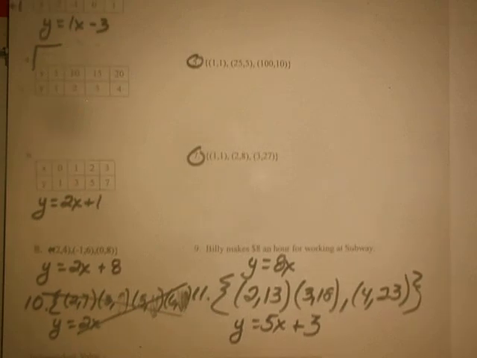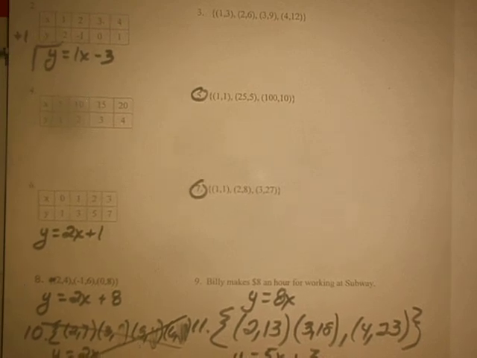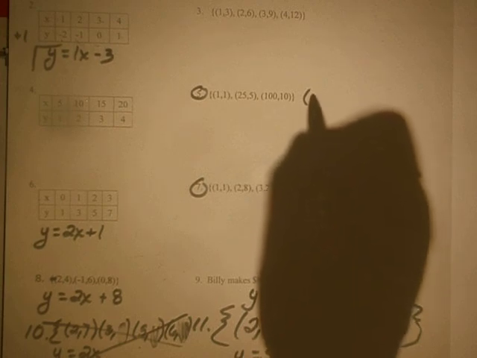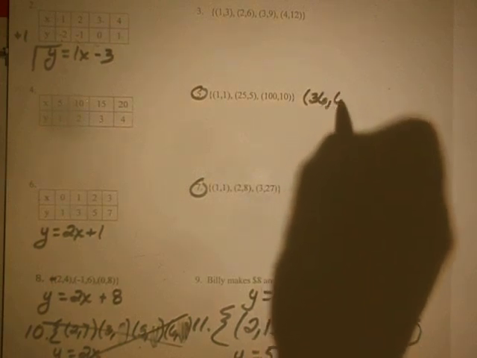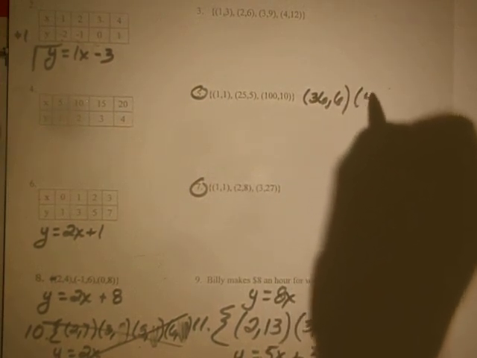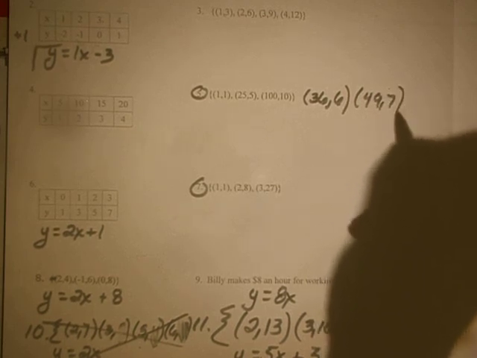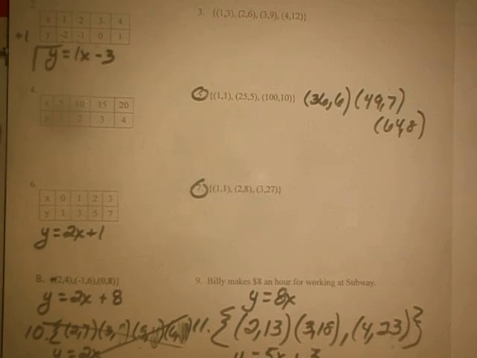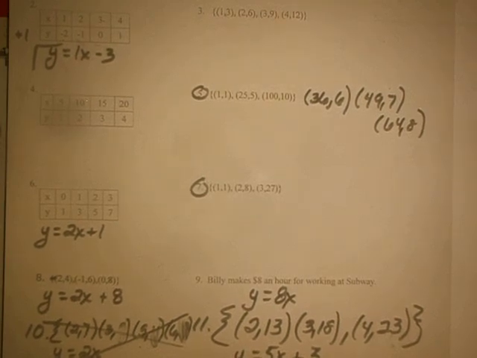Number 5 and 6 that we skipped, let's take a look at these two. Number 5, we have 1, 1, 25, 5, 110. And there is a relationship between these. This is not linear. And let me add a couple more examples in here that might help you out. 36, 6, 49, 7, 64, 8. Does anybody see a relationship between those numbers?